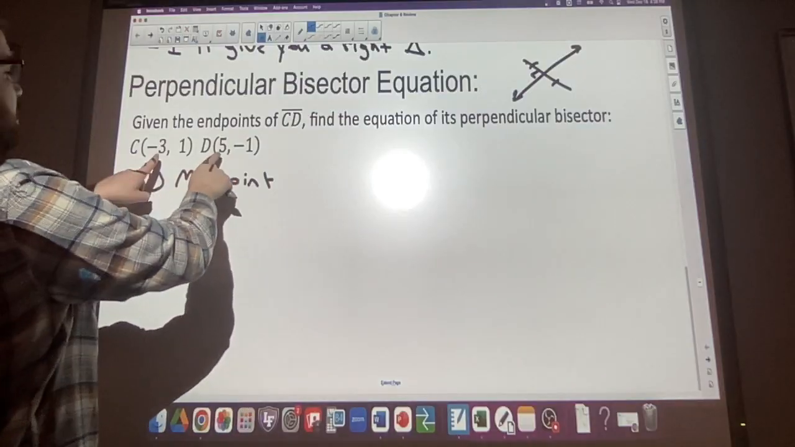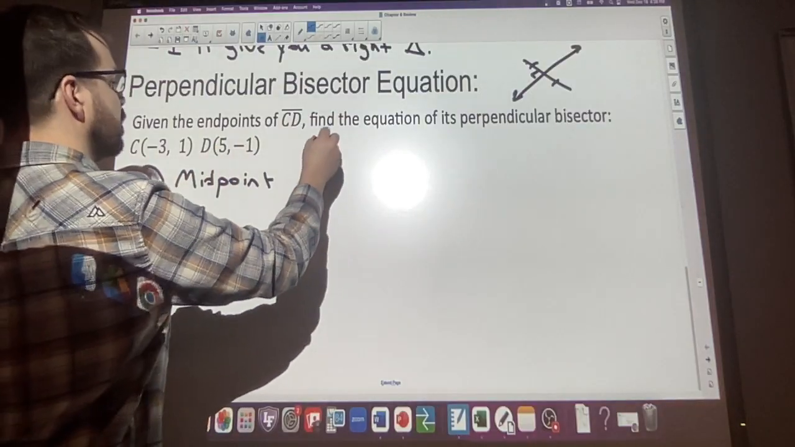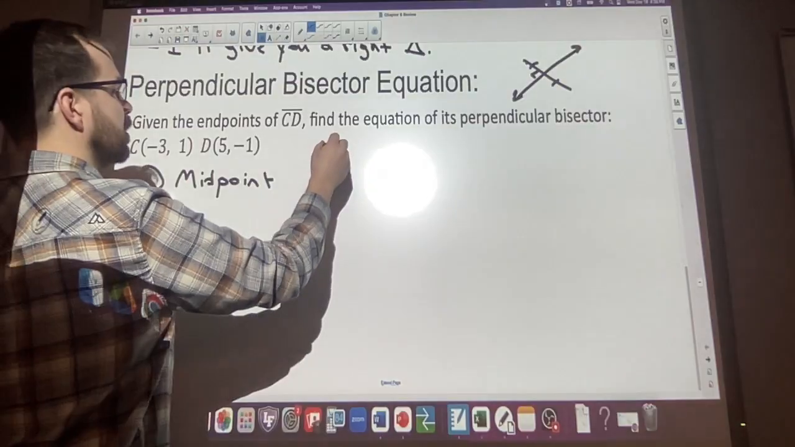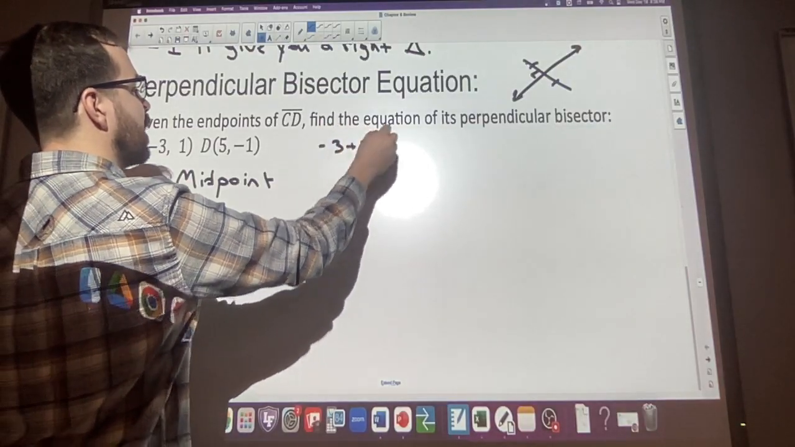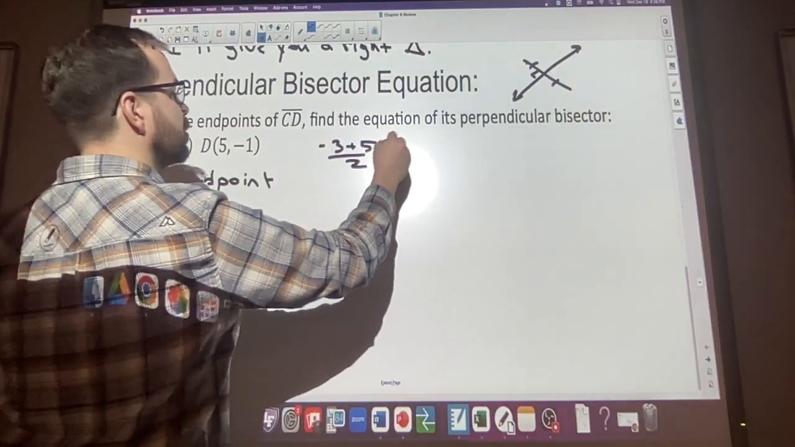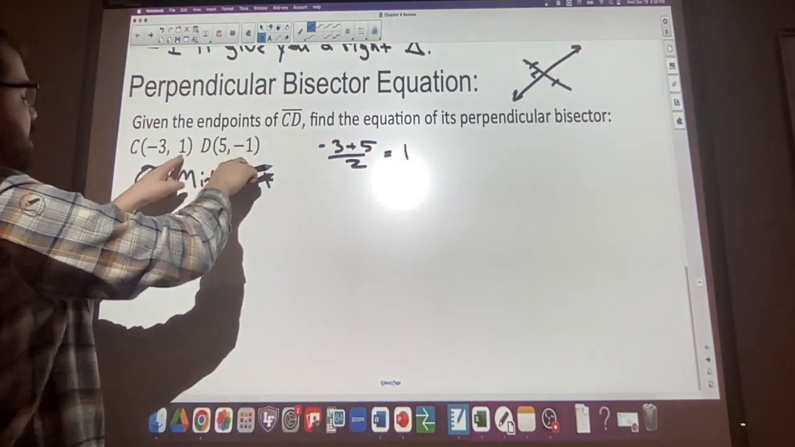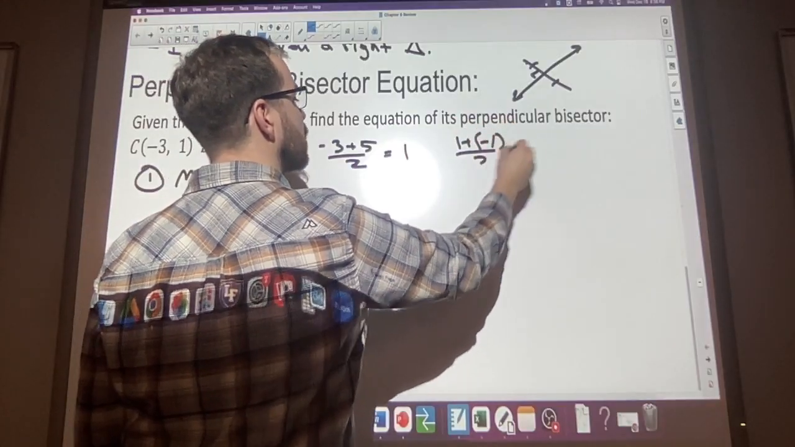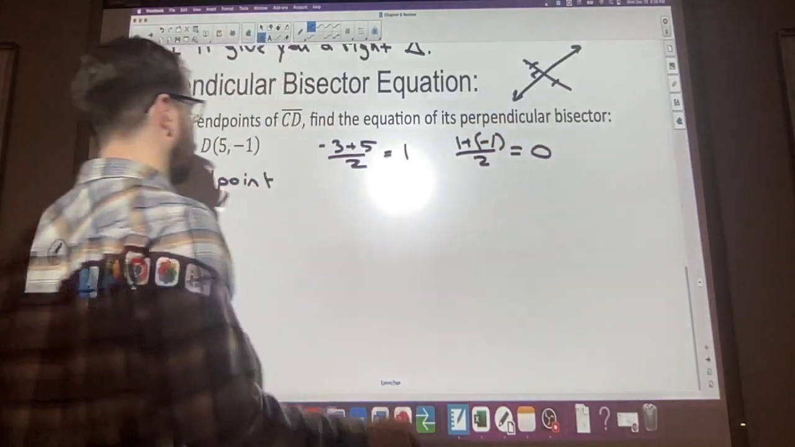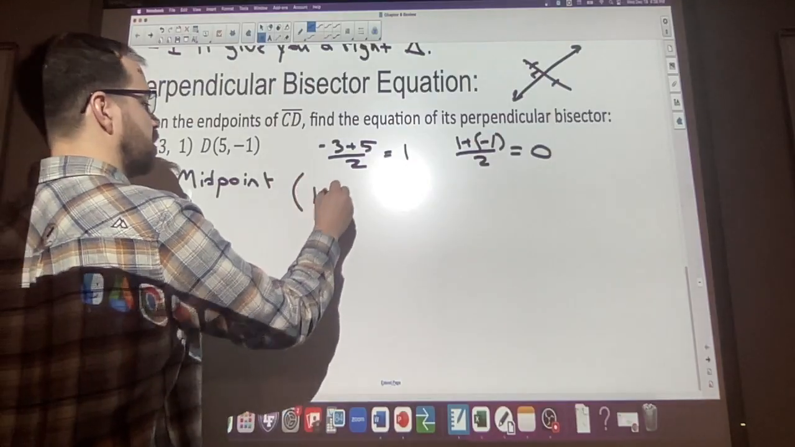Okay, so we first need to find this midpoint as our start. So halfway between -3 and 5, sorry. So we can just add them together, divide by 2. So we can do -3 plus 5 over 2. That'd be 2 divided by 2, which would just be 1. And then halfway between 1 and -1 is just going to be 0. So our midpoint is going to be 1, 0.